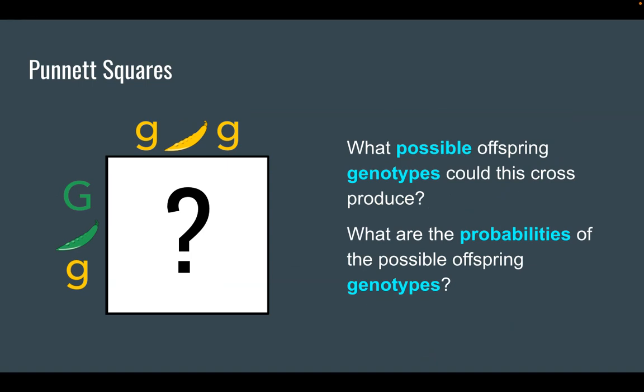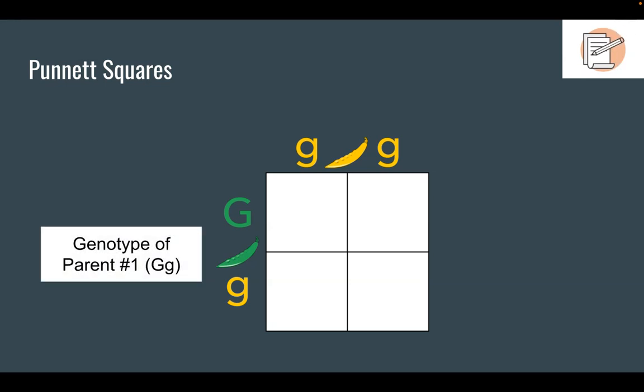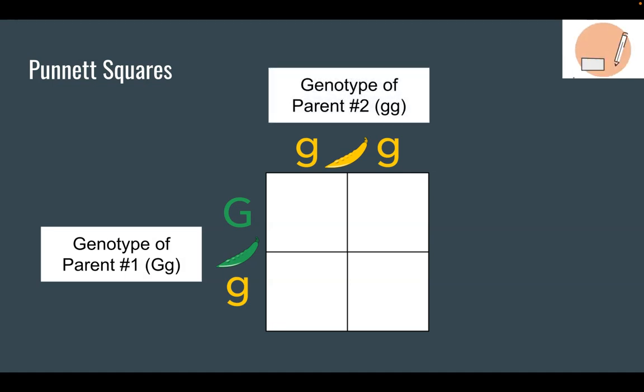To find the answer to that question, we'll use a Punnett square, and the Punnett square will tell us what possible genotypes the offspring have and how likely those genotypes are. So we start by drawing a simple 4-square box. The genotype of one parent goes on the left, and the genotype of the second parent goes on the top. We then look at all the possible combinations of those parents.